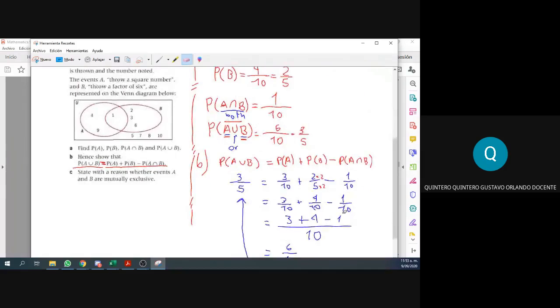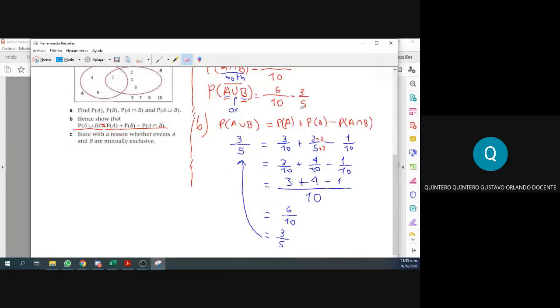All right. Question C. I don't have enough space to do question C on this side, so I'm just going to do it in this corner. Here, C: State with a reason whether events A and B are mutually exclusive. Mutually exclusive. What is this, guys? You were reading this information before. So tell me in the chat, please. What is the meaning of this? How do you know when two events are mutually exclusive?